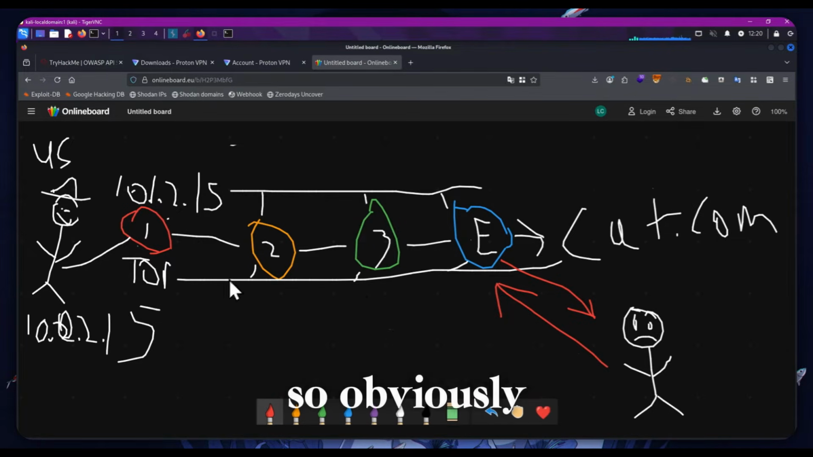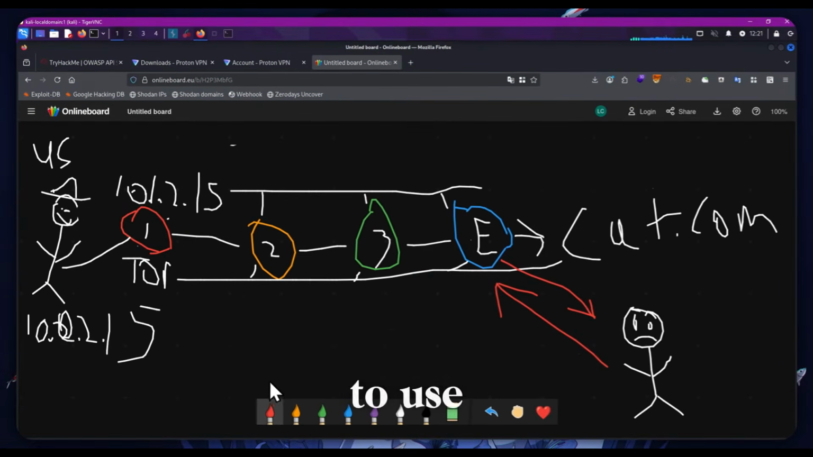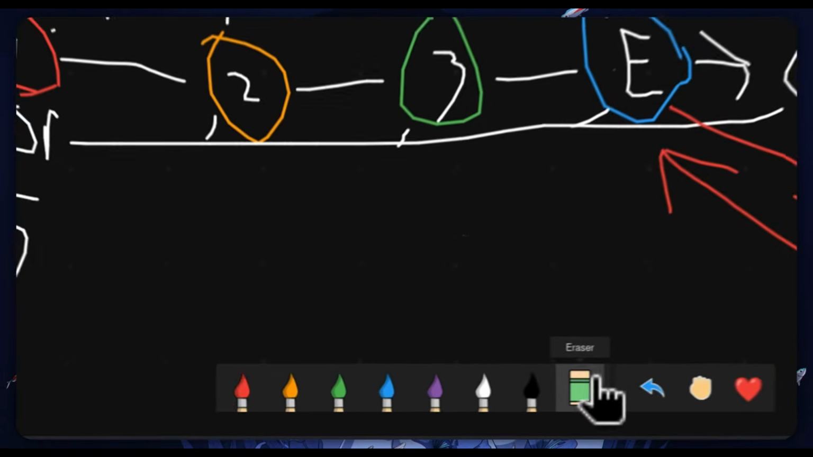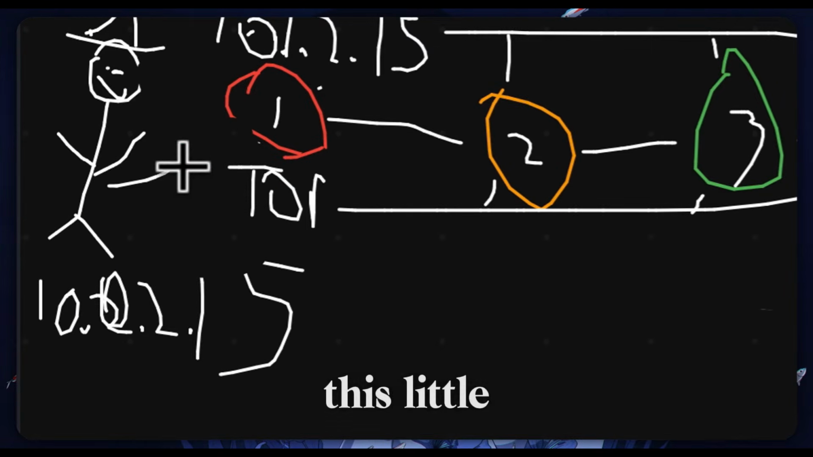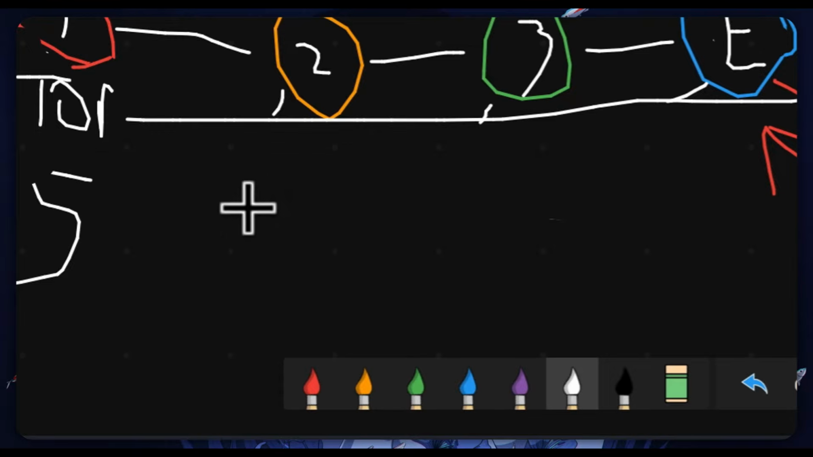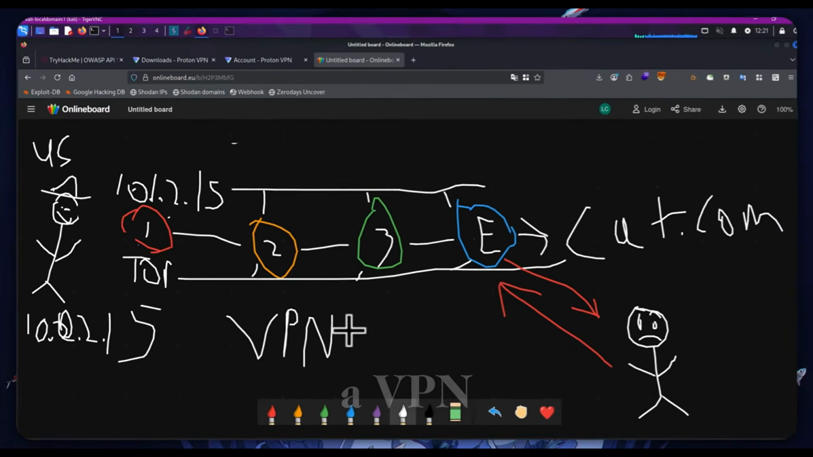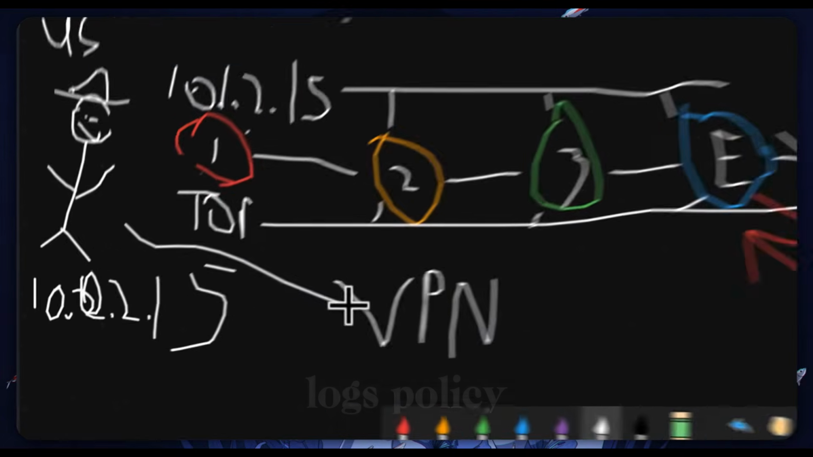So obviously using Tor is generally enough in most cases, but we want to get extreme here. We don't do things by halves on this channel. So now we are also going to use a VPN to connect to Tor, so Tor itself never sees our IP address. So if we erase this little monkey here, and then we add a VPN, and not just any VPN, specifically a VPN in a country like Switzerland with a no logs policy.